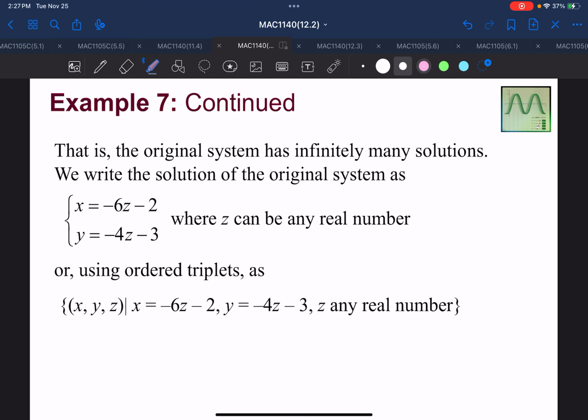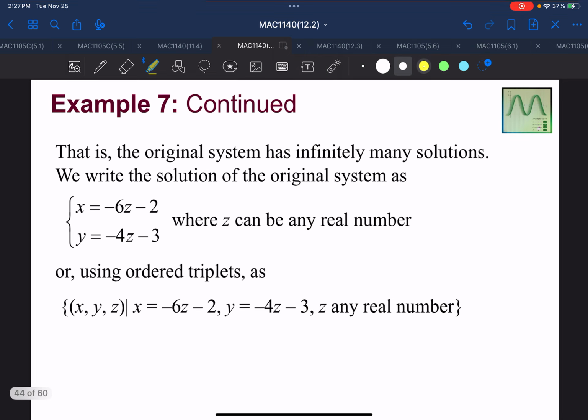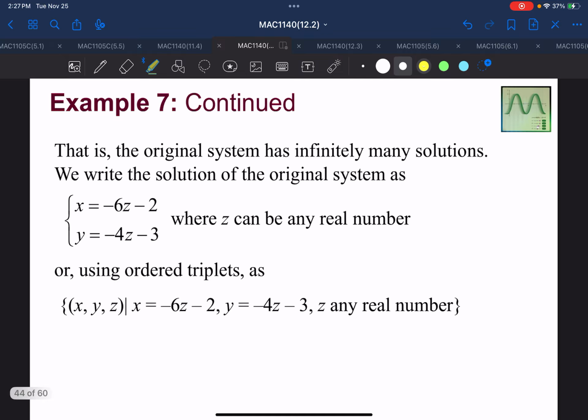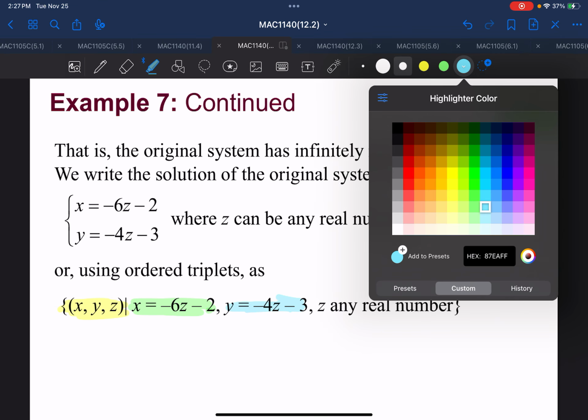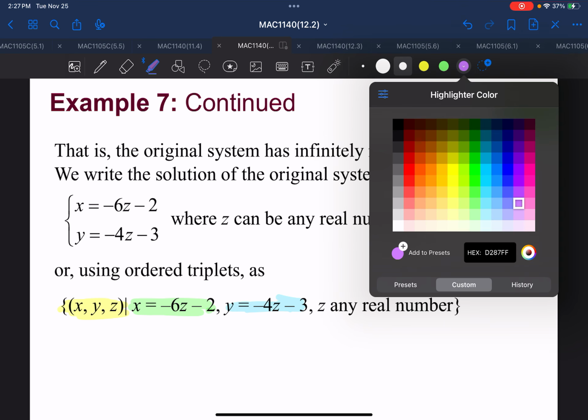So here is the solution written in set notation. So this would be the set of all ordered triples such that x is equal to negative 6z minus 2, y is equal to negative 4z minus 3, and z can be any real number. So this is how we could write the solution to this system.